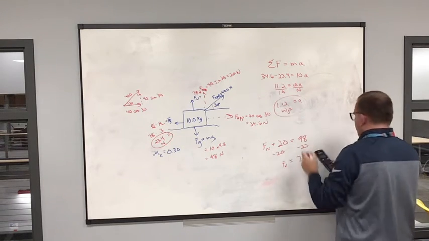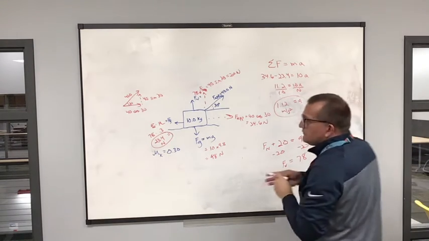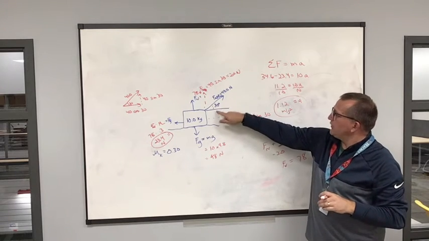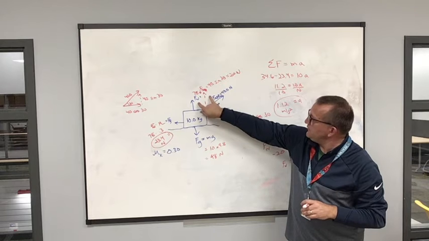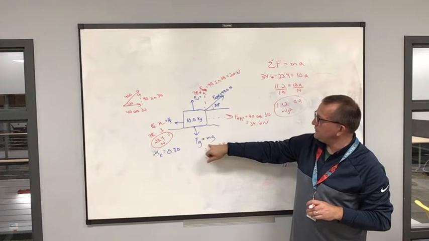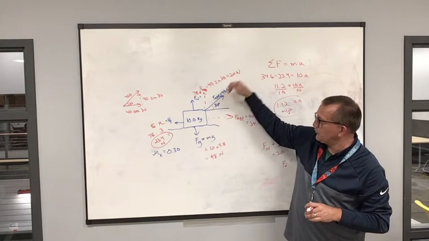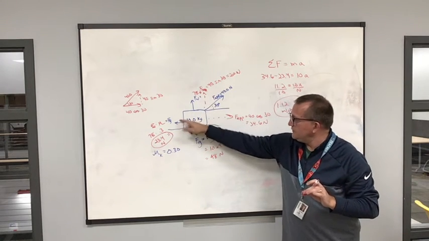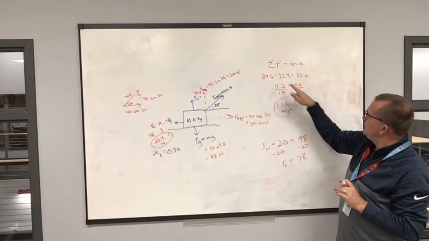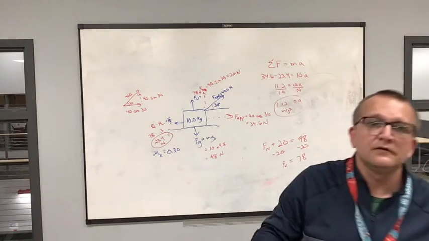So first step when you're pulling at an angle, break it up into x and y components so you see the horizontal and vertical. Remember, these two together add up to our weight. So normal force isn't going to be equal to weight when we're pulling at an angle. So keep that in mind. And then you just use the unbalanced forces to find your acceleration.